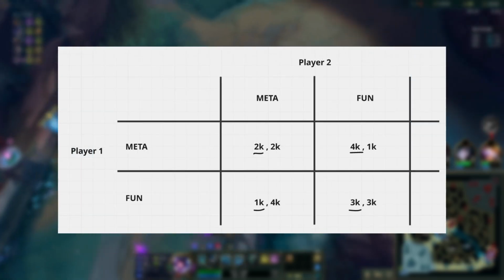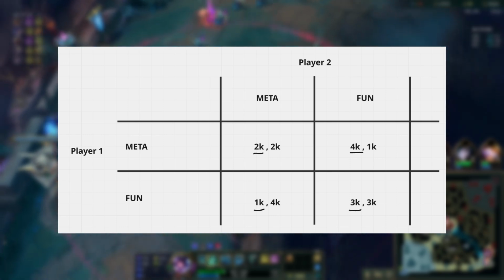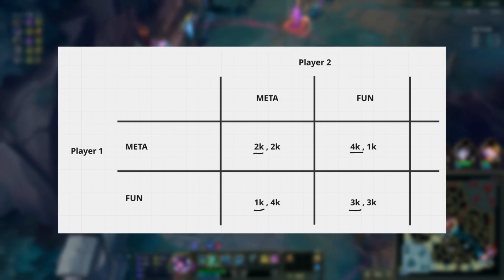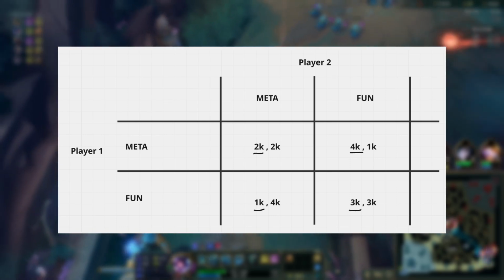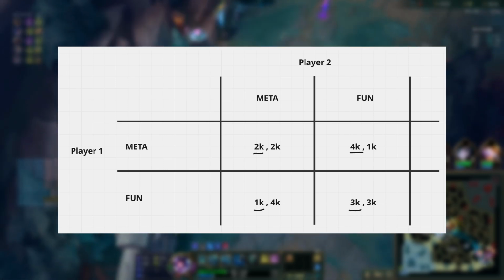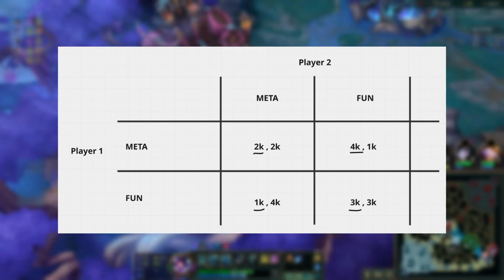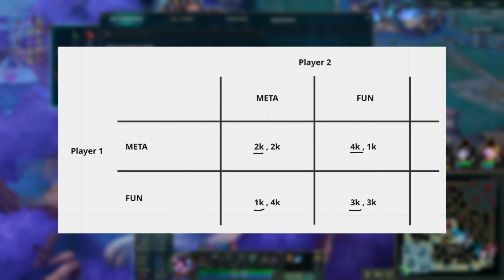Let's talk about the fourth type of competition, an oligopoly, or a cartel. So, this is a matrix. The way you read this is that all the numbers to the left, aka the underlined ones, are player one's output, and all the numbers to the right are player two's output. So, we could read as player one, if they pick meta, then player two can respond with meta or fun, and player one can either make 2k or 4k gold.